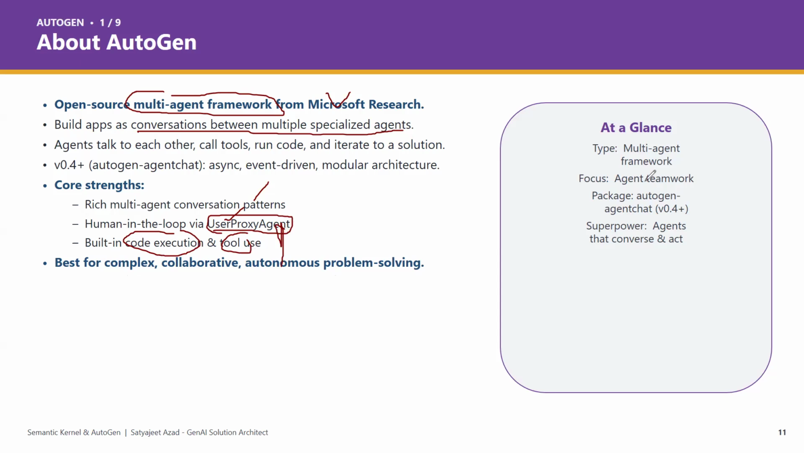Okay. So if you focus on AutoGen, it's a multi-agent framework. And it has some superpower that this AutoGen has. Okay. So now let's move on.